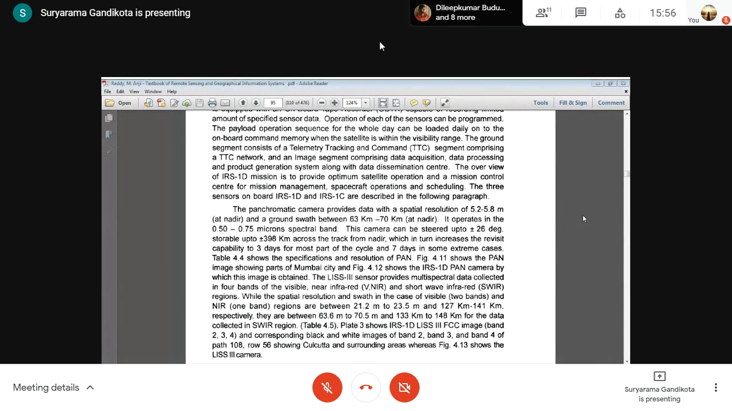Table 4.4 shows the specifications and resolutions of the pan. Figure 4.1 shows the pan image.